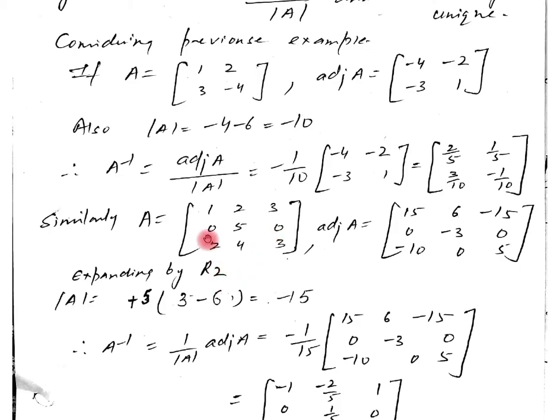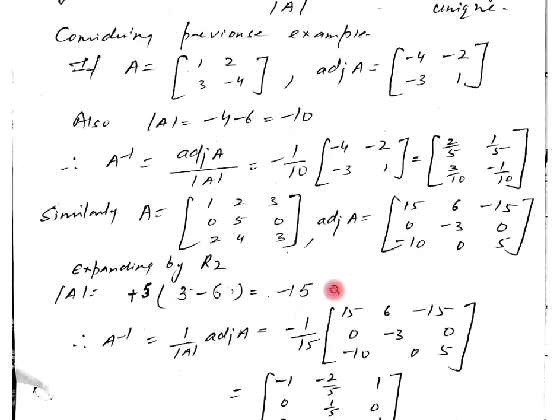Now as usual we have to find the first element. 0 into something will be 0. Then it will start with a negative sign. First we have minus 0 into something, which is 0. Then the next is plus 5. Again we hide this row and this column. We get 3 minus 6, which equals minus 15. Now the determinant of A equals minus 15, not equal to 0.